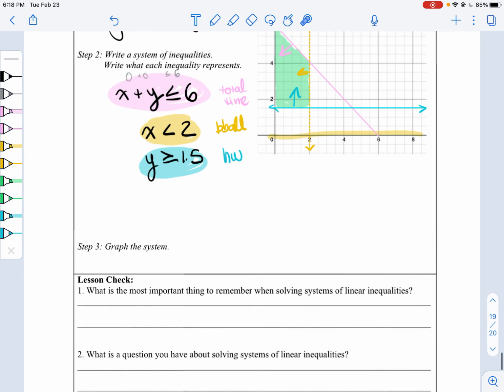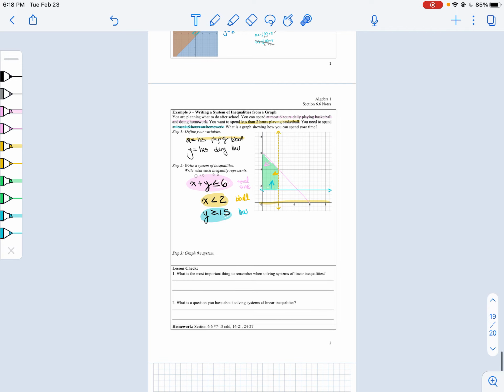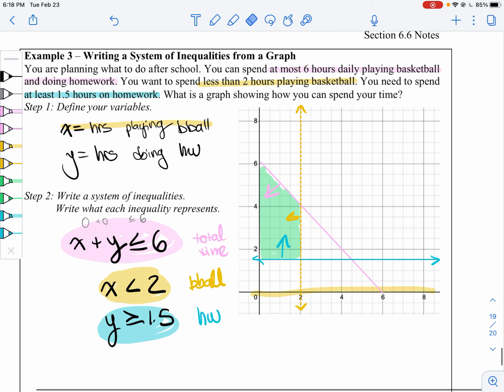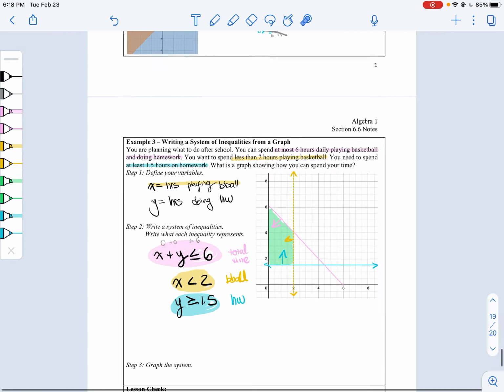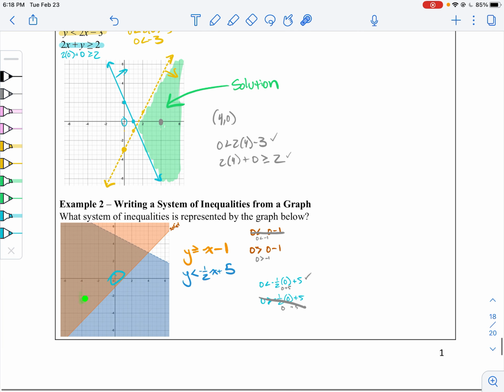Ta-da! And then graph the system. That's the last step. We did that. Cool, huh? There's a system of inequalities. If you want, you could have shaded the whole graph. I just like to show where the solution is using my fancy arrow trick. You do not need the fancy arrow trick. That's totally okay.